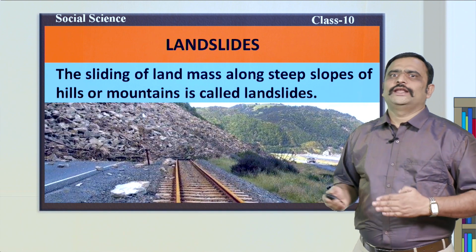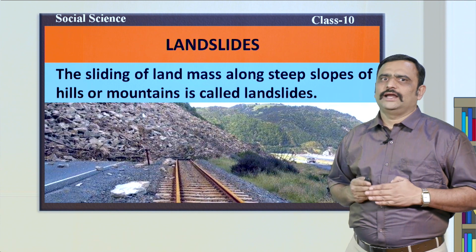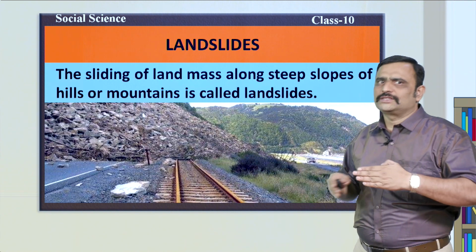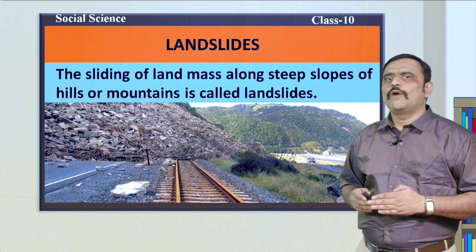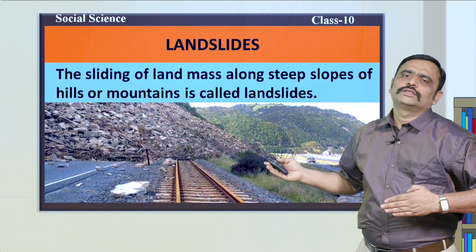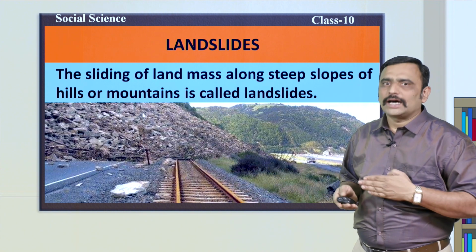The next prominent natural disaster is landslide. The sliding of land mass along the steep slopes of hills or mountains is called a landslide. You can see in the picture how a landslide has blocked a railway track.